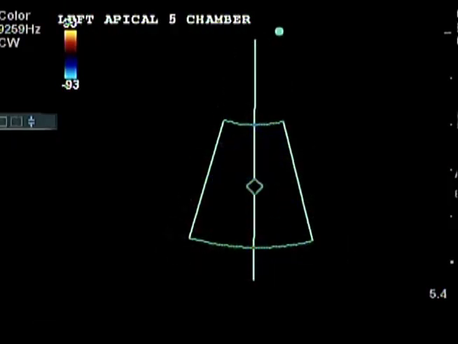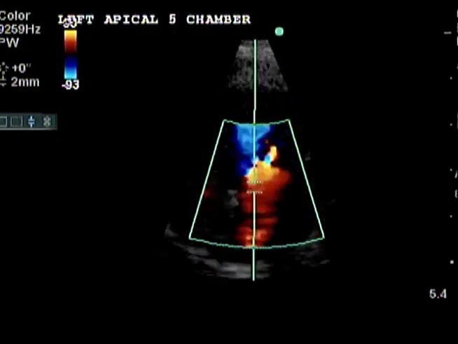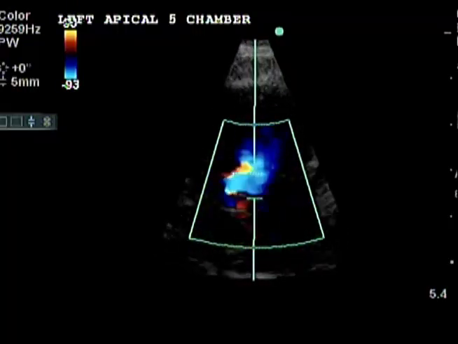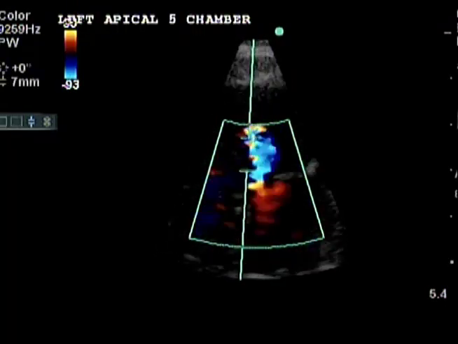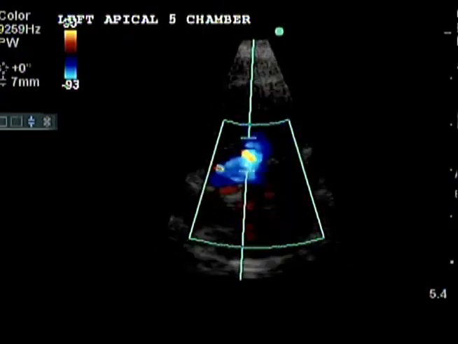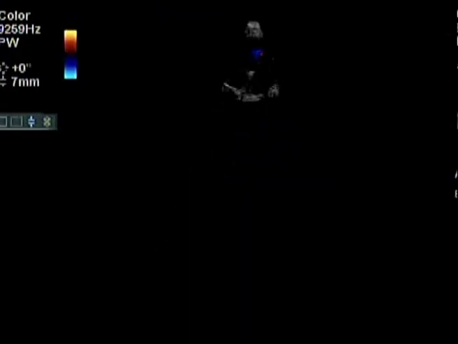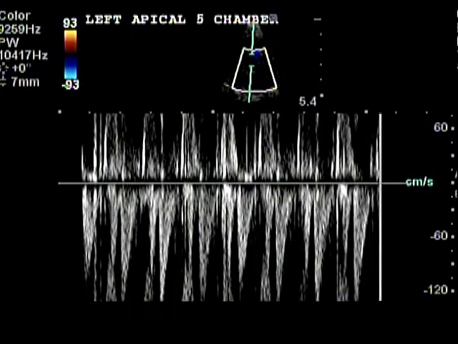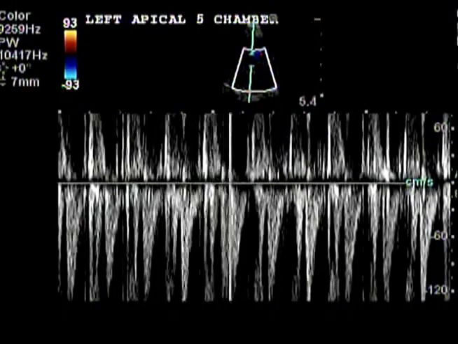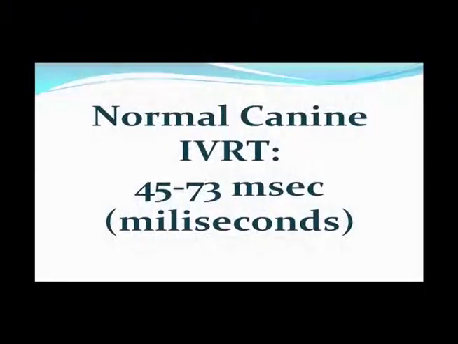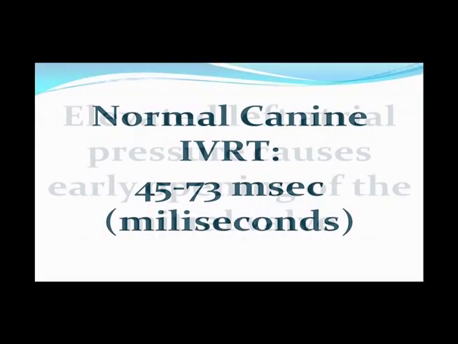With pulsed wave Doppler, the pulsed wave gate is widened or open to its largest width, about 6 millimeters. The pulsed wave gate is placed in the aorta or left ventricular outflow tract. Activate pulsed wave Doppler and look for the best image. The normal IVRT is about 45 to 73 milliseconds.